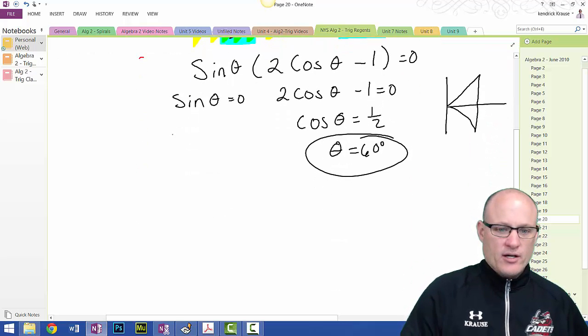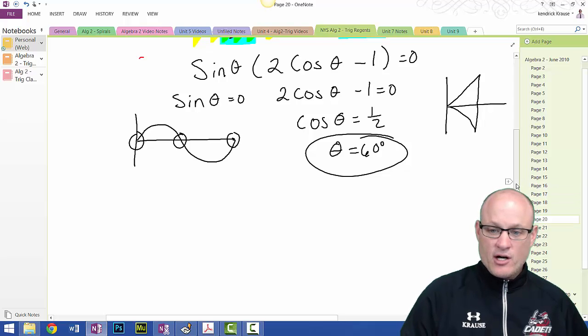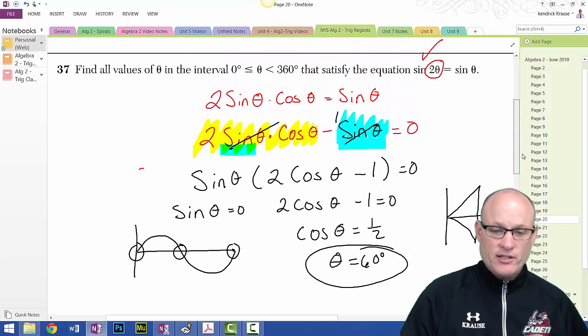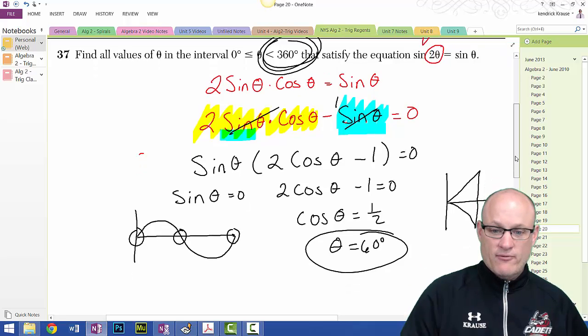I know that also that my sine of theta has to equal 0. Well, if I look at the sine curve, it's 0 at 0 degrees, 180 degrees, and 360 degrees. Oftentimes you don't include the 360. Notice in this case, we're not including 360. So I have 4 answers here.